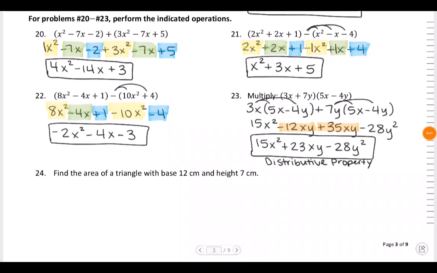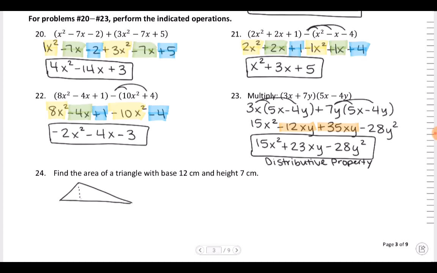Okay, so question 24 says find the area of a triangle with base 12 centimeters and height 7 centimeters. So I don't know if we really necessarily need the picture here, but I'm really not great at drawing triangles that aren't like equilateral triangles. I really struggle with this. So let me see if I can try and draw one. There we go.